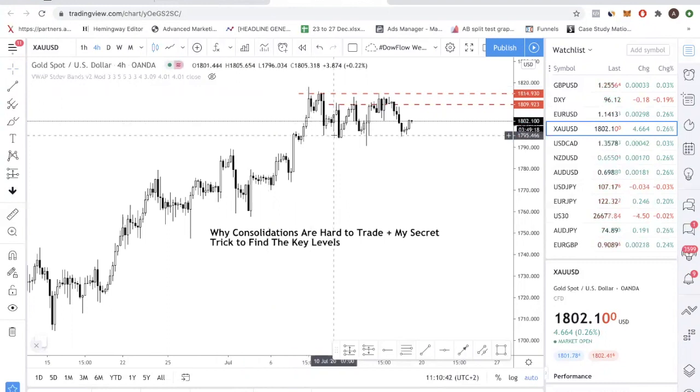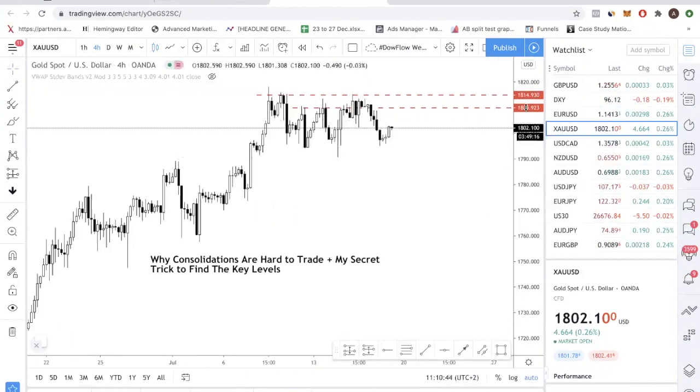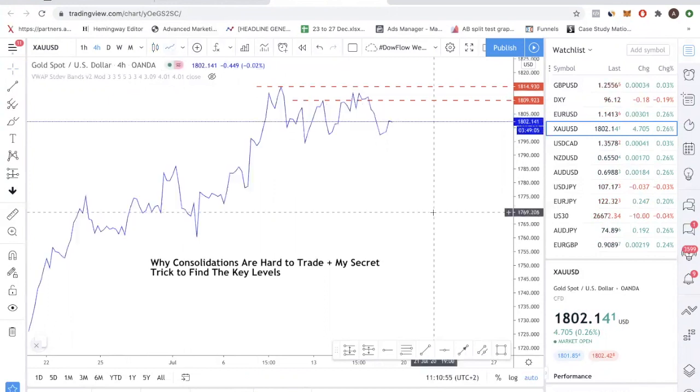So how do you find these levels? How do I know that 1809 and 1814.93 are two very strong levels? Here is the trick that I'm going to show you. In fact, I talk about this a lot of times in my other videos. I just want to repeat this again because this is how you use it in a consolidating scenario and how you find the best levels to trade.